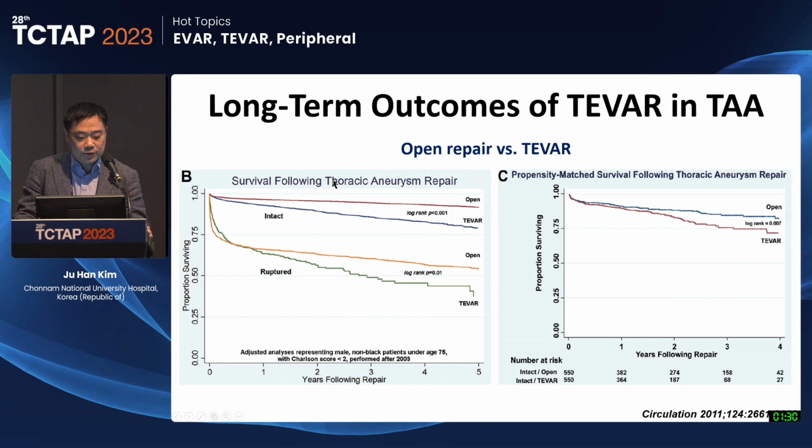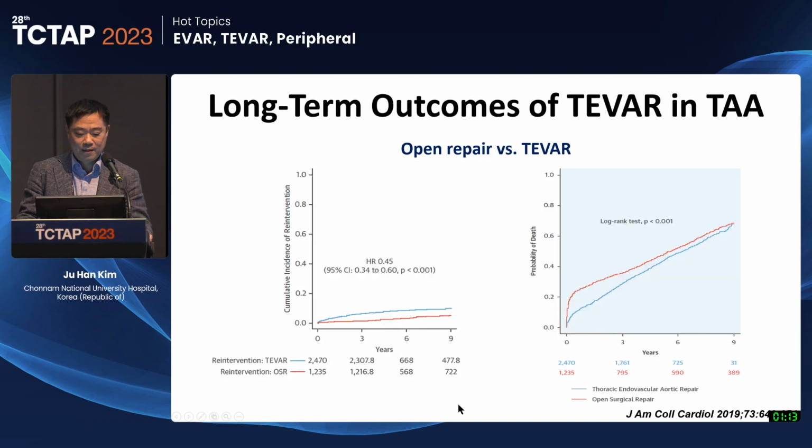So the long-term outcome of TEVAR compared to open operation: in the short term, maybe 1 year or 2 years, it is similar, but in the long term, around 5 years, the outcomes diverge, and the TEVAR outcome is poorer. But survival is acceptable though.